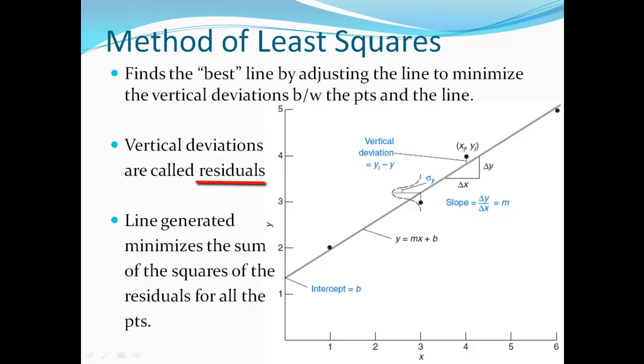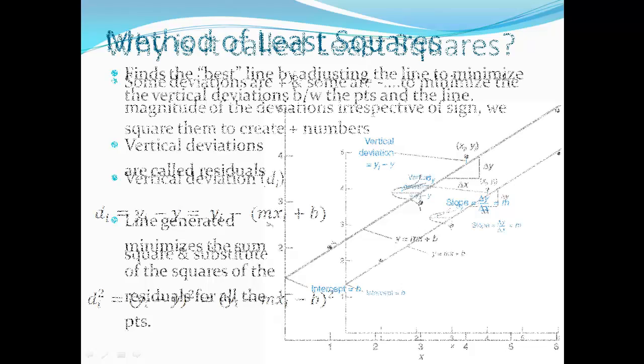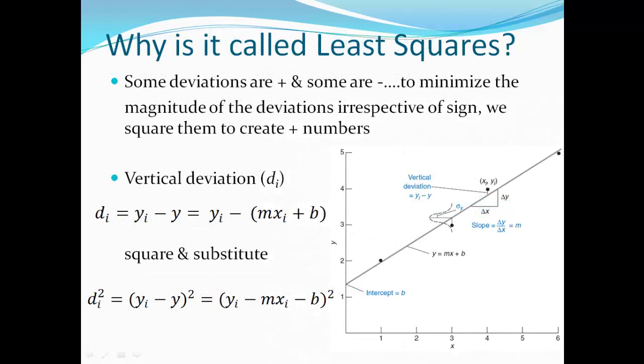Now let's talk about how they actually compute that vertical deviation. So why is it called least squares? Well, you have some deviations that are positive and some deviations that are negative. So to minimize the magnitude of those deviations, no matter the sign, we square them to create positive numbers.